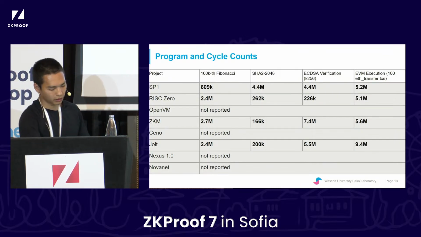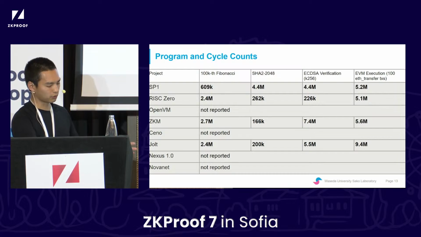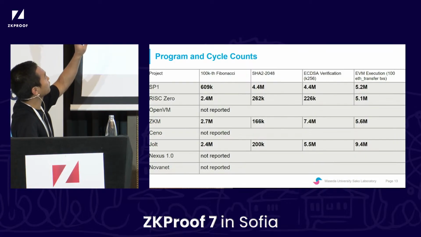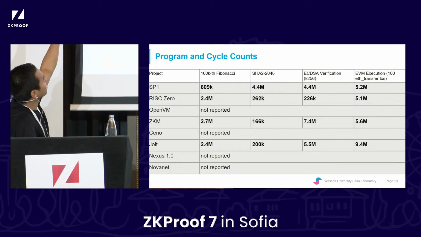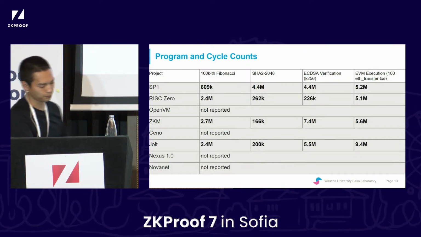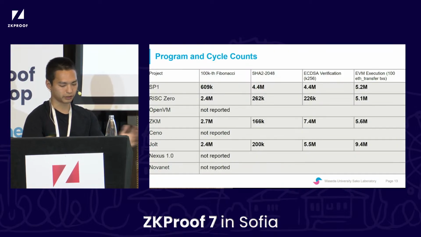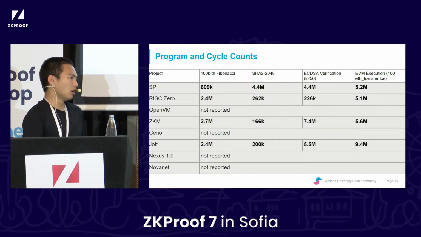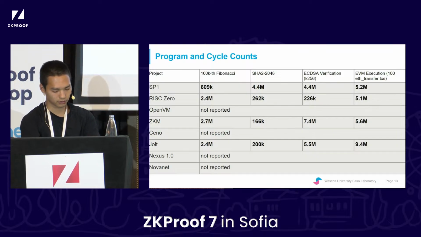And surprisingly, we observed variations among projects in cycle counts, even for the same programs. For example, for the 100K Fibonacci program, SP1's cycle count was only 600K, and for RISC Zero, the cycle count was about 2.4 million. Such large differences suggest that the number of cycles is reduced through the use of precompiles or some optimization techniques.